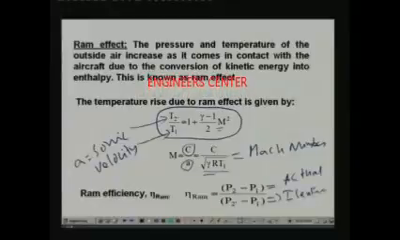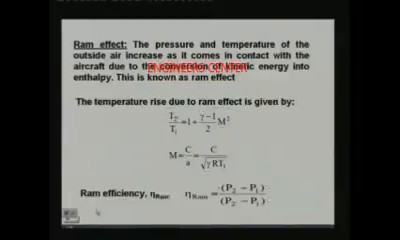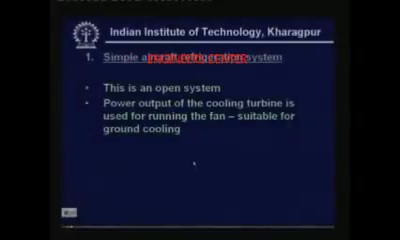Okay, so we have the ram temperature rise during the ramming and the pressure rise during the ram process. As you can see, the power output of the cooling turbine is used for running the fan, and this system is suitable for ground cooling. Why is it suitable for ground cooling?